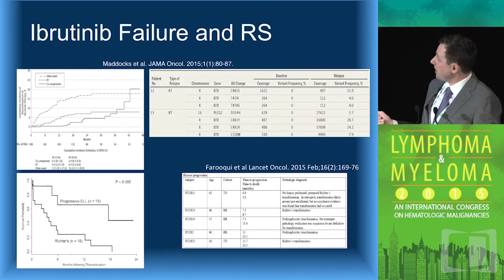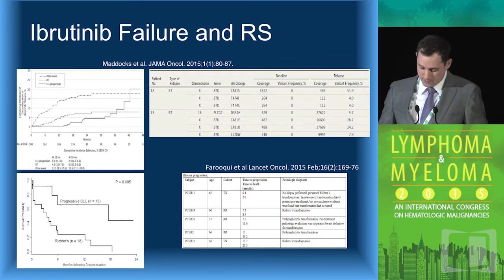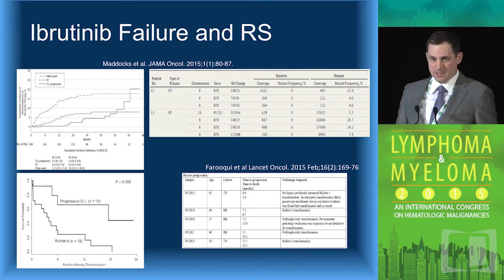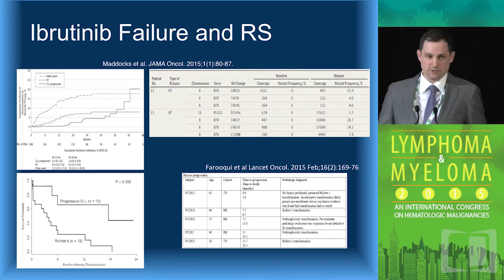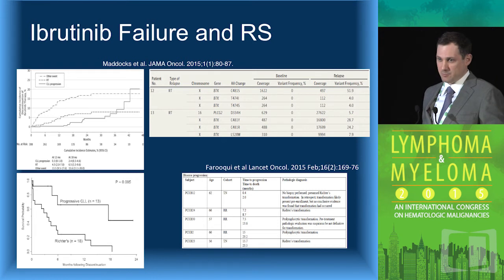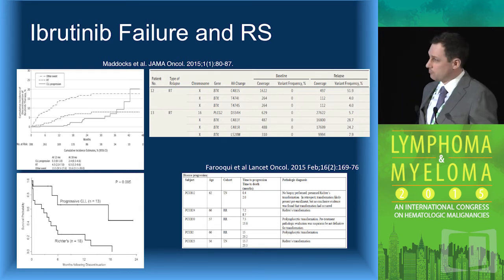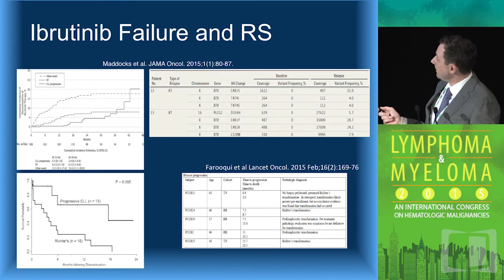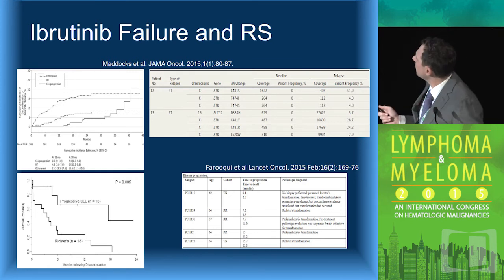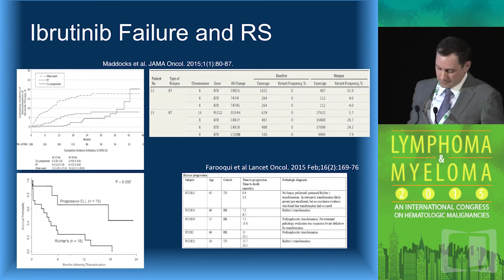And then just an update on this paper by Faruqi, which has shown in 17p deleted upfront treatment with ibrutinib that the transformation risk is still there. About 5% of patients in the treatment-naive cohorts progressed with Richter's transformation, and it also occurred relatively early, within a year or so. I think one was at 2 months, and then one was around 15 months or so.